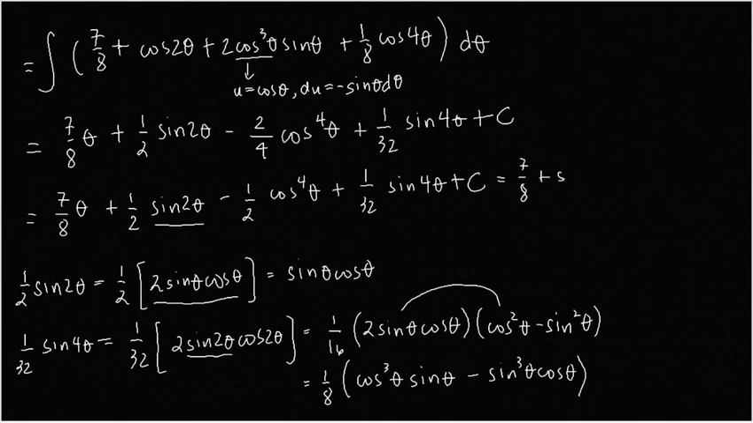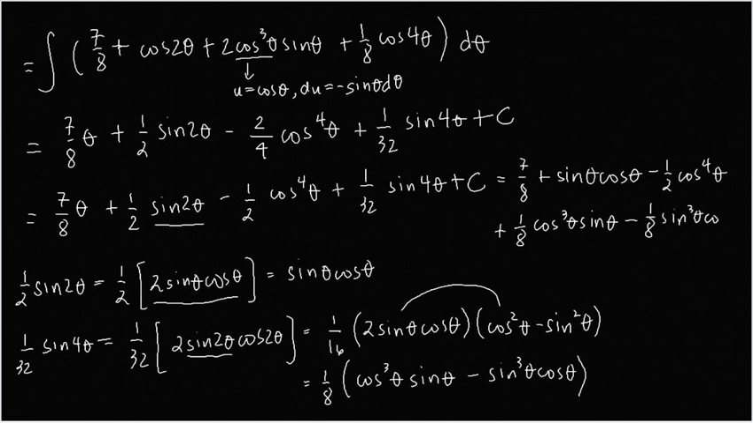plus sine of theta, cosine of theta, minus 1/2 cosine to the 4th power of theta, plus 1 over 8 cosine cube of theta, sine of theta, minus 1 over 8 sine cube of theta, cosine of theta, plus c. So now we are going to substitute the value of theta in terms of x.